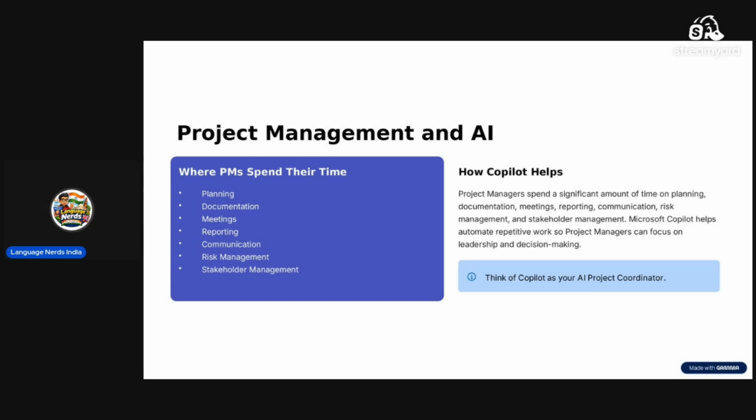Project managers spend a significant amount of time on planning, documentation, meetings, reporting, communication, risk management, and stakeholder management. Copilot can help you automate repetitive work so you can focus on leadership and decision making. So think of Copilot as your AI project coordinator.